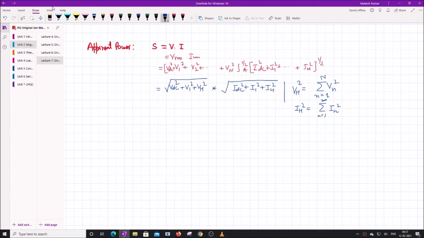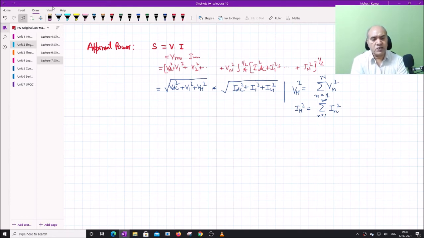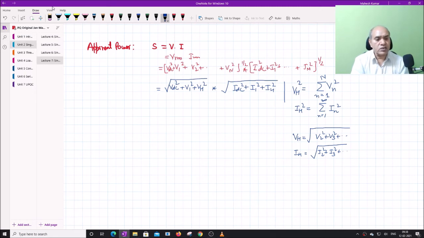We can also say that VH or IH represents the effective harmonic component in its RMS values. Because this will also lead to the fact that VH is nothing but the square root of V2 square plus V3 square and so on. Similarly, IH is nothing but I2 square plus I3 square and so on. So basically they represent the total RMS value of the harmonic content, VH and IH. We have used the term capital H, so capital indicates that it is the total RMS value representing the harmonics. Now once we know these quantities, we can further expand them to find the value of S.